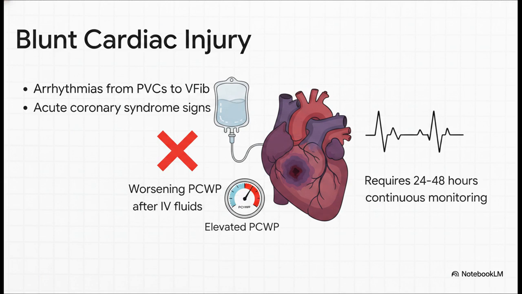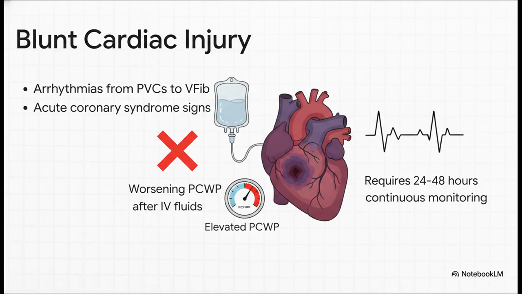This is super insidious. The patient might just present with weird arrhythmias, anything from a few PVCs to full-on VFib. Now, listen closely, because this is a huge clinical trap. You naturally want to give IV fluids to a hypotensive trauma patient, right? But if they have a myocardial contusion, slamming them with IV fluids will actually worsen their elevated pulmonary capillary wedge pressure. Their bruised heart simply cannot handle the extra preload.